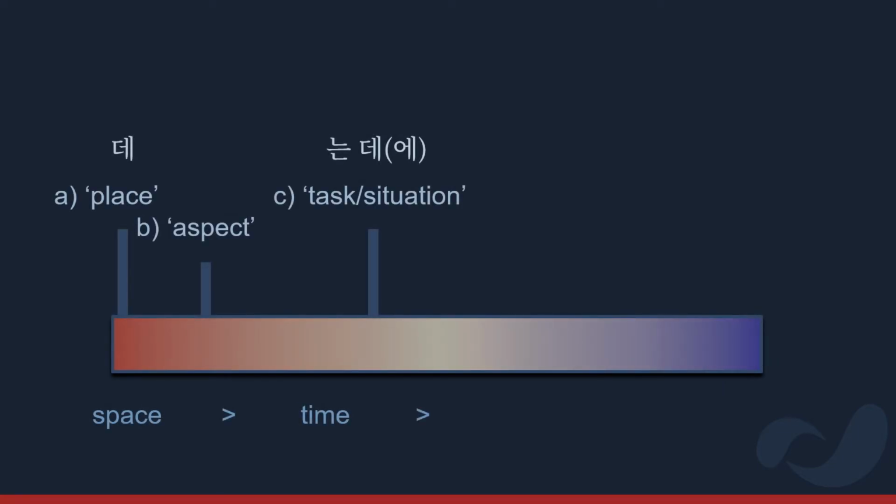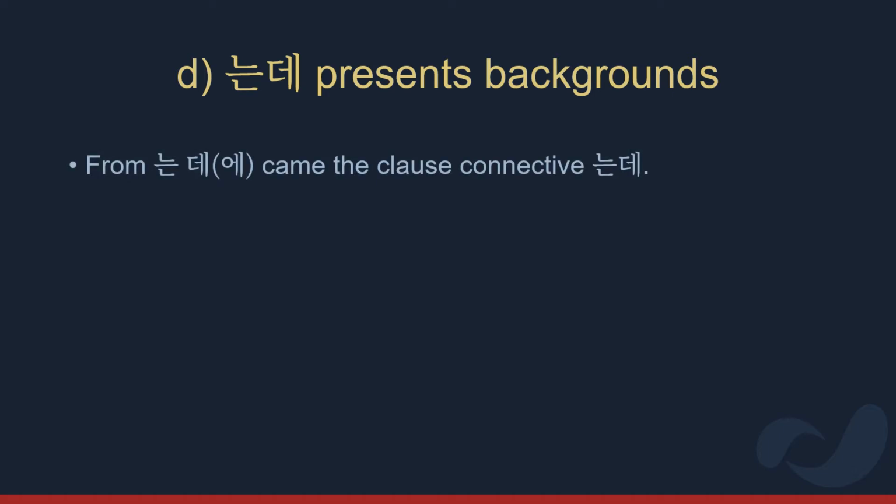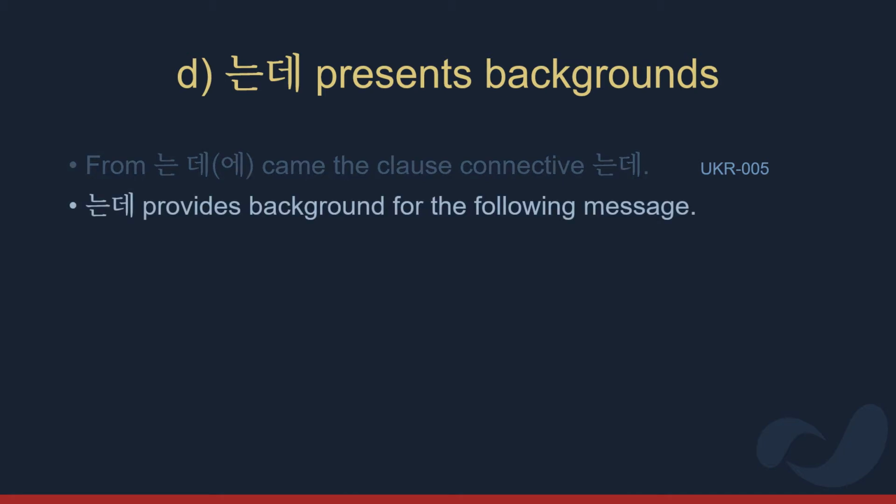From nun space there came the clausal connective nunder, which presents background circumstances to the listener. With this connective, the speaker presents circumstances in the first clause with nunder and uses this as background for the message in the following clause.